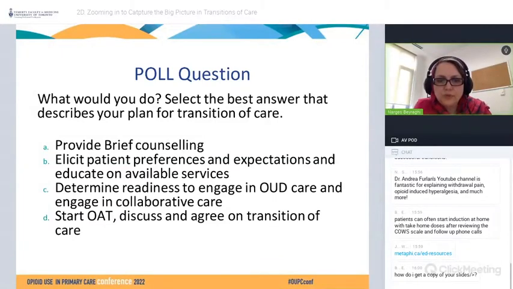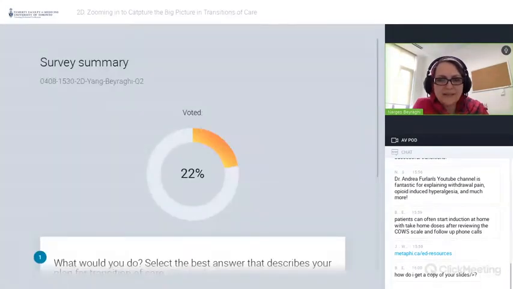What would you do for him? Select the best answer that describes your plan for transition of care. All of these options, A, B, C, and D, are examples of transition of care. So choose the one that is the best answer that describes your plan. As I can see, most of the answers are answer C, determined readiness to engage in opioid use treatment.